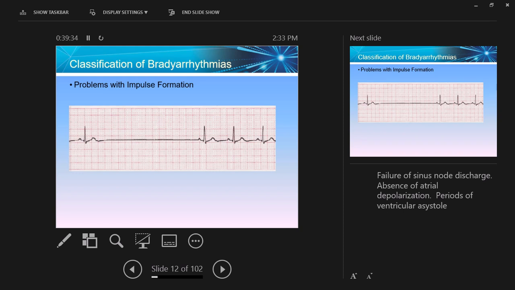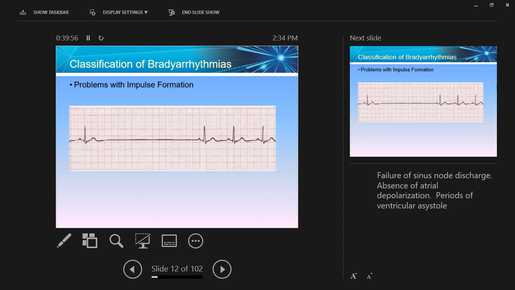Yeah, if we get an impulse that comes out of the atria, but it doesn't go through to the ventricles, what would we see there? A P wave. Yeah, very good. So we would at least see a P wave.